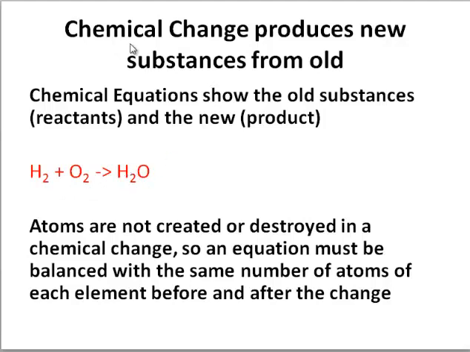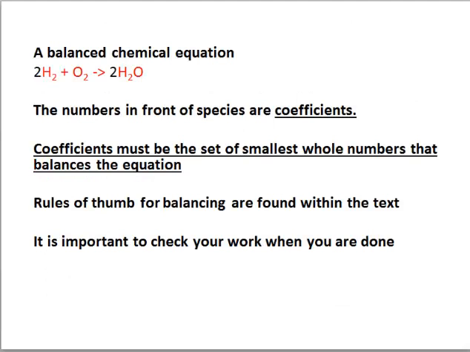Now when chemical change was defined, we actually just defined it as a change that produces new substances. However, atoms are not created or destroyed in a chemical change, so if a new substance is getting made, old substances, the reactants, must be getting used up. The number of atoms of each element is the same before and after the change. For that reason, we balance chemical equations to reflect that.